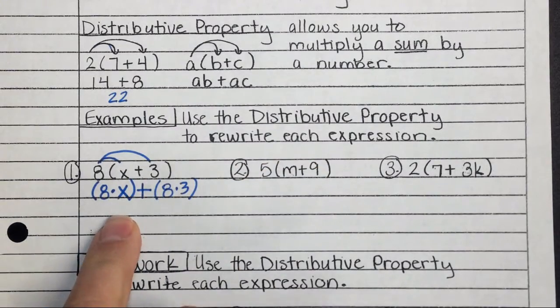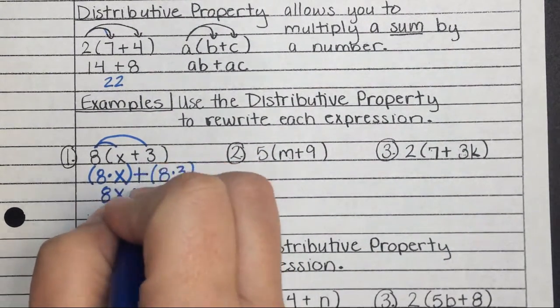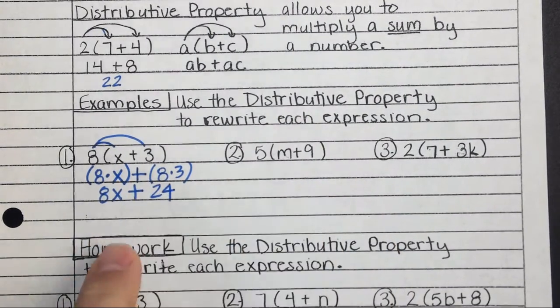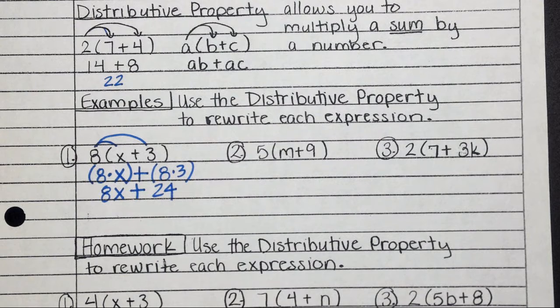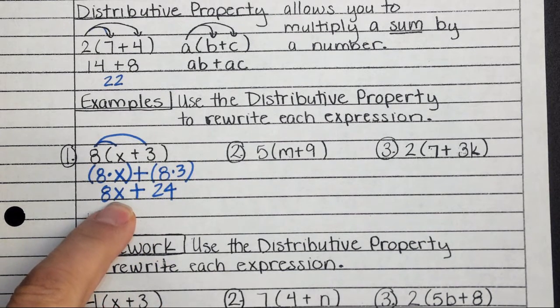Okay, what's another way we can write 8 times x? 8x. Okay, we keep our addition sign. What's 8 times 3? 24. Can I solve this past this point? No. Because remember, the reason I can't combine those two, number one, it doesn't follow order of operations. Can I ever add before I multiply? No. I always have to multiply before I add.